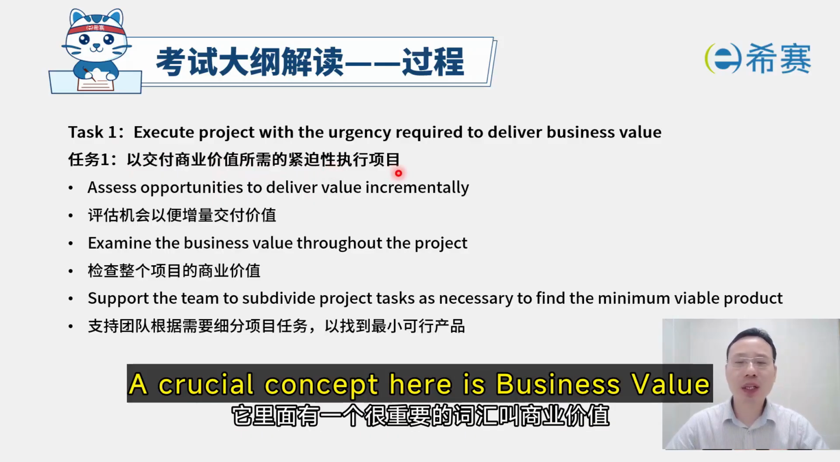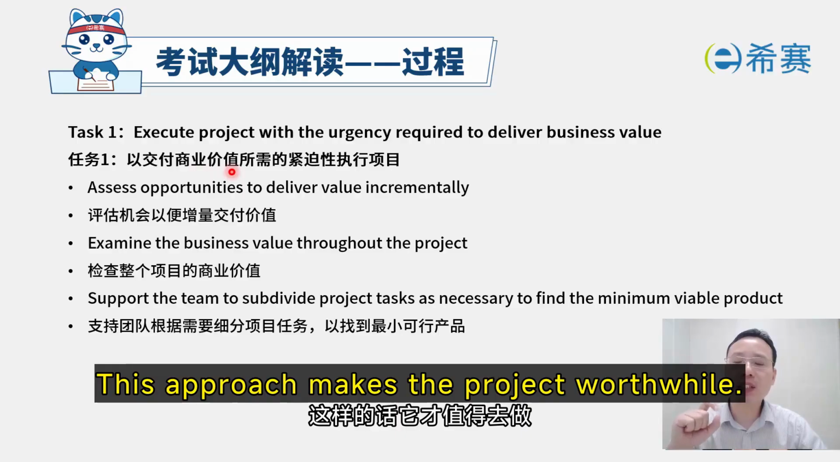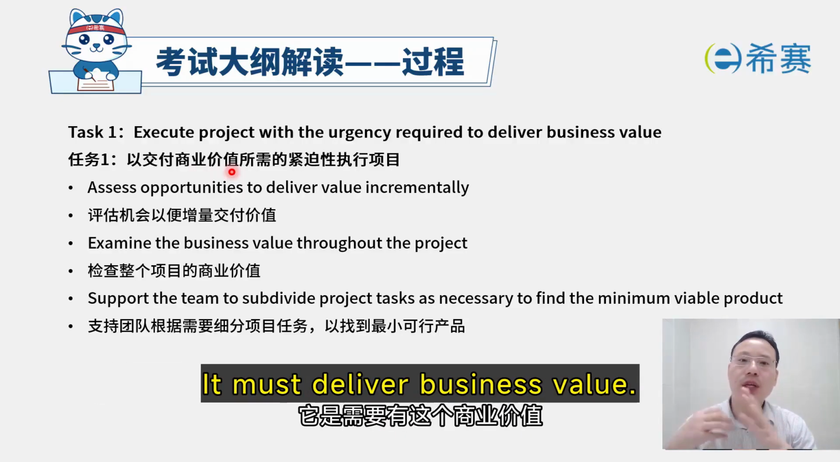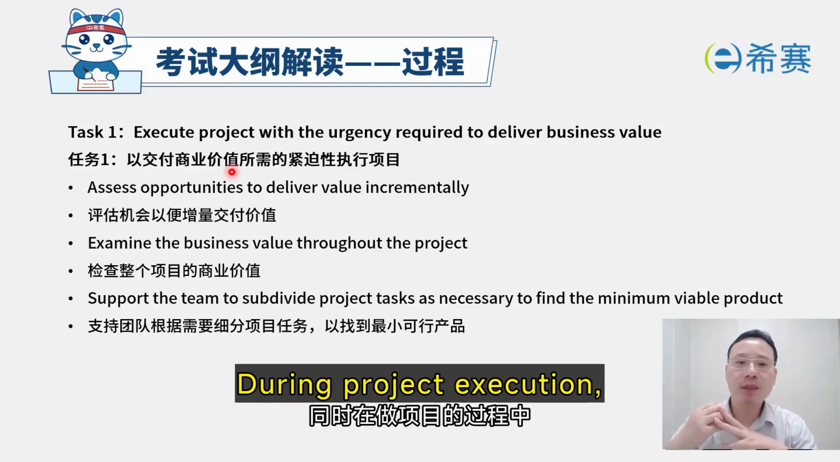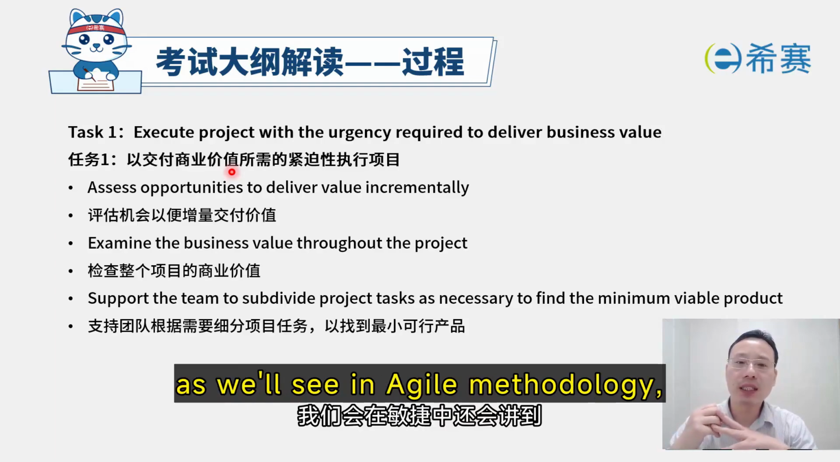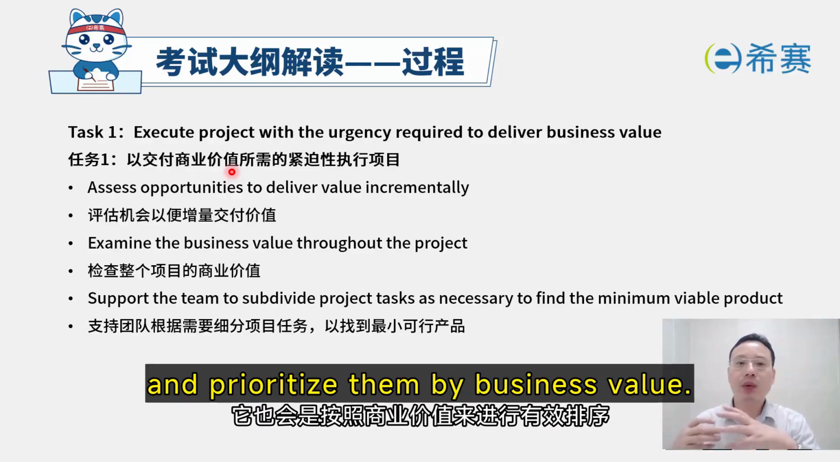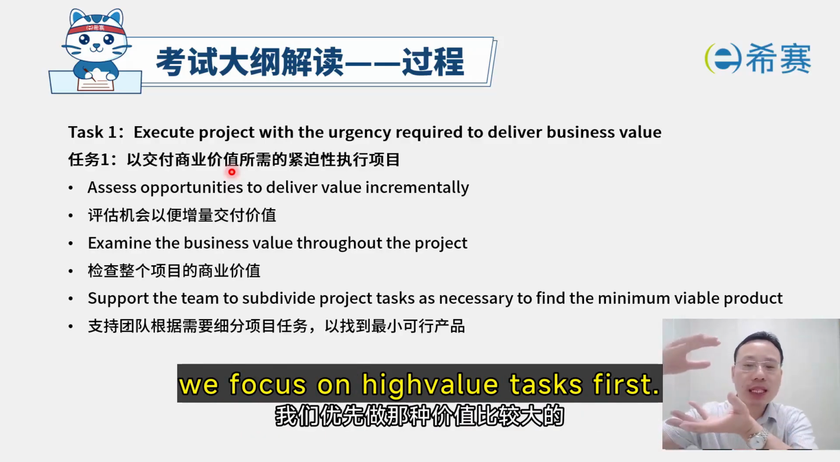A crucial concept here is business value. All actions must deliver business value. This approach makes the project worthwhile. Let's start with the project itself. It must deliver business value. The project must be worthwhile. During project execution, as we'll see in Agile methodology, we break down features into smaller tasks and prioritize them by business value. With this prioritization in place, we focus on high-value tasks first.